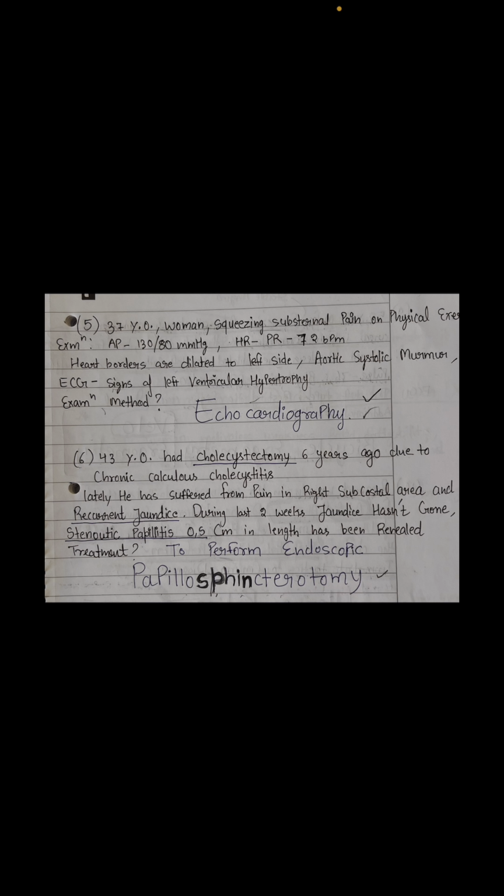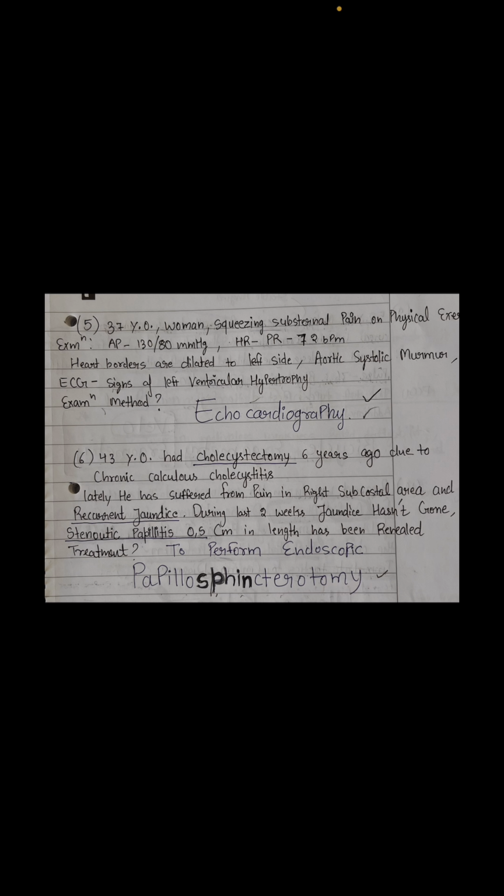So if the question mentions papillitis, which is 0.5 centimeter in length, this is the treatment revealed: we have to perform another surgery this time. We have to perform the endoscopic papillosphincterectomy. So what we do is, along with the papilla, we will remove the sphincter as well. This time they are talking about the sphincter of Oddi, or the ampulla of Vater. So the papilla along with this sphincter, this time we will resect both of them.